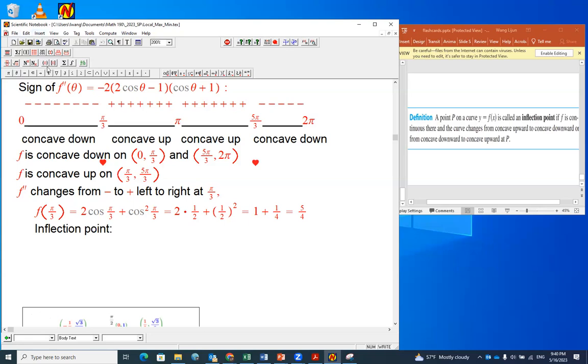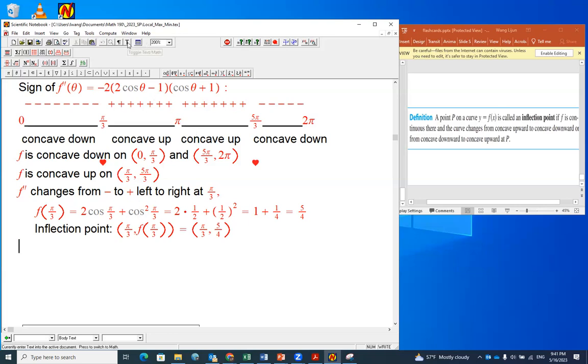That inflection point is pi over 3, comma, f of pi over 3. So it's a point. And that point, of course, in our case is pi over 3, comma, 5/4. And we have another inflection point, okay? You can mention pi is not an inflection point. We're gonna mention that later.